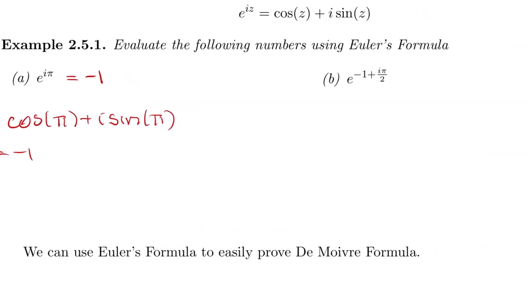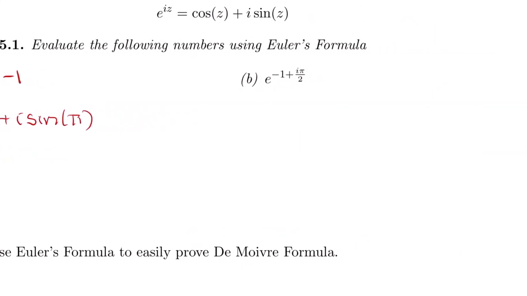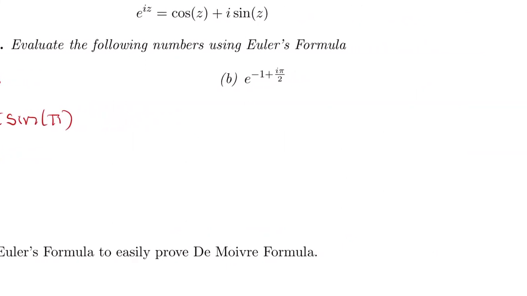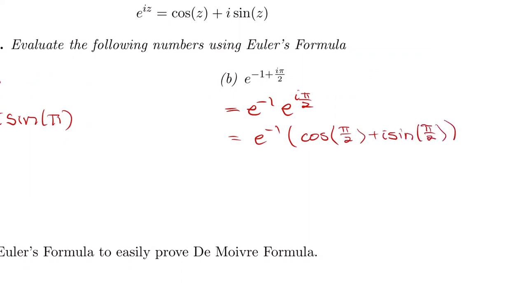And similarly, e to the power -1 plus i pi over 2, we could rewrite this a little. Note that this is e^-1 times e^(i pi over 2). So all that we have to do is change the second part, e^-1 times cos pi over 2 plus i sine pi over 2, which is just going to be i. So we actually have i e^-1, or i over e. Therefore, this complex number is just i over e.